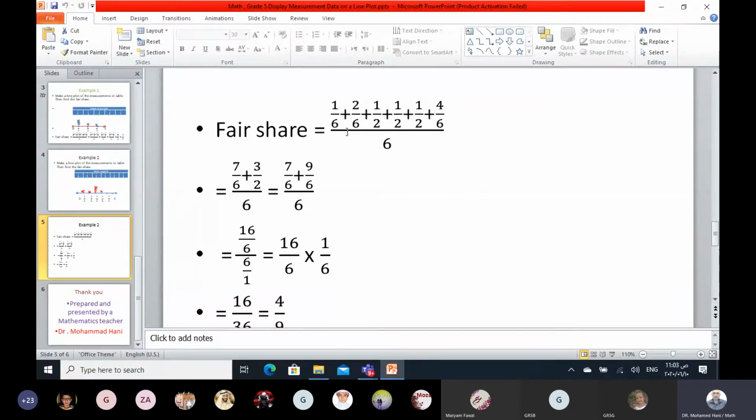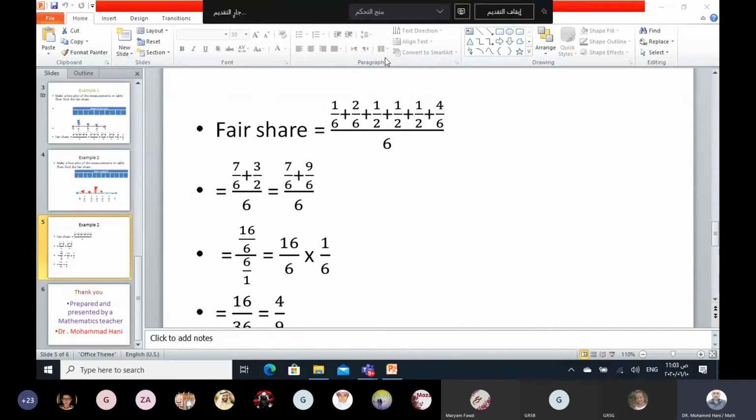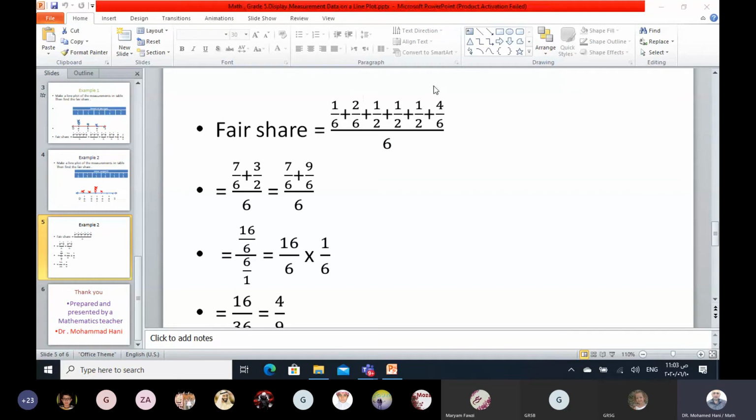Here we have 6, here we have 6, here we have 6. So I can add 1 plus 2 will be 3, plus 4 will be 7. So I write 7 over the same denominator, over 6, plus. I can add 1/2 plus 1/2 plus 1/2 because the three fractions are like fractions. So 1 plus 1 plus 1 will be 3 over the same denominator, over 2.